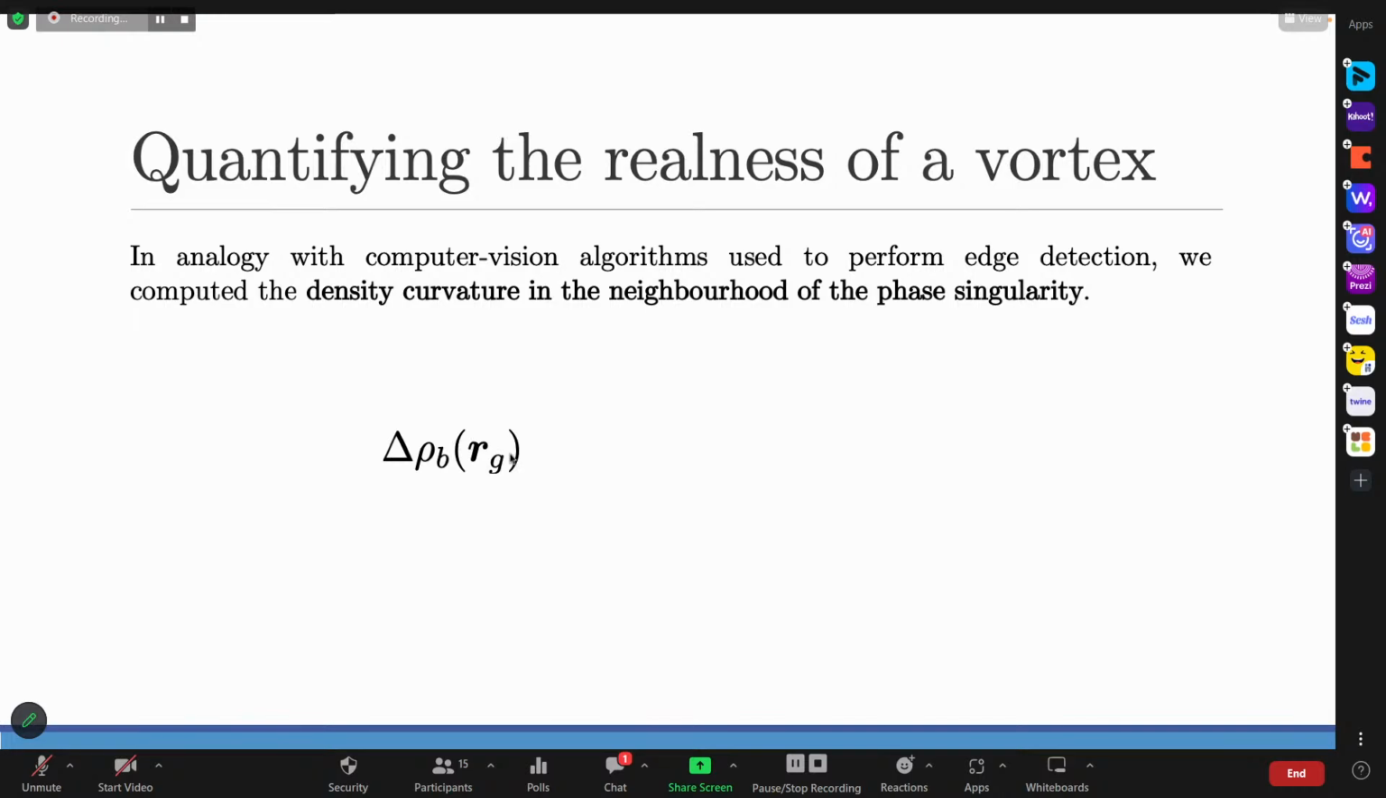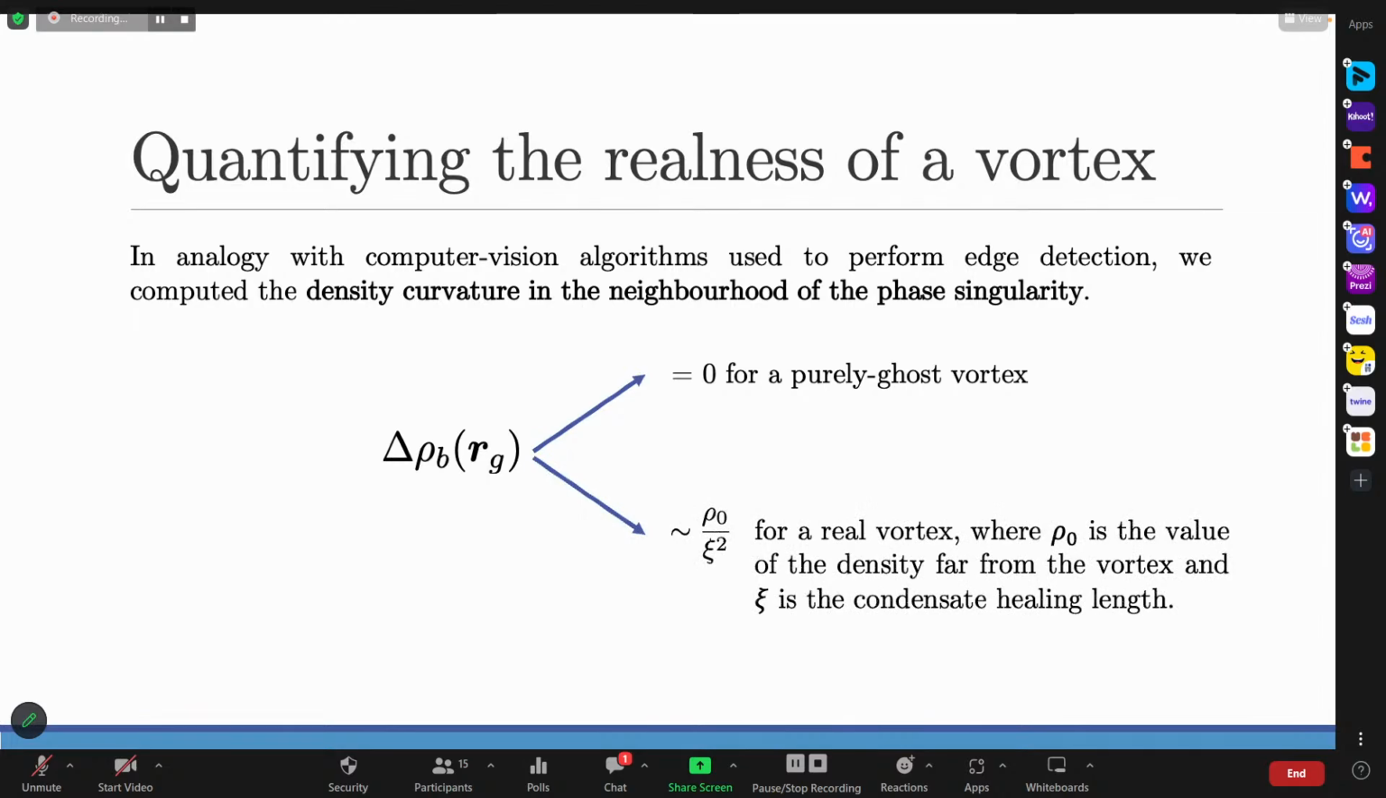And this indicator has 2 natural bounds. The lower one is 0. So if you have a purely ghost vortex, then this is 0. And there is a sort of upper bound, which is of the order of rho_0 divided by psi squared. And that is for a perfectly real vortex. So if you have a typical uniform density plateau with a vortex, the curvature is of the order of rho_0 divided by psi squared.